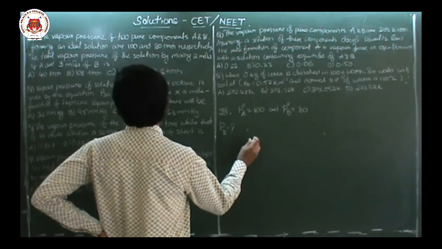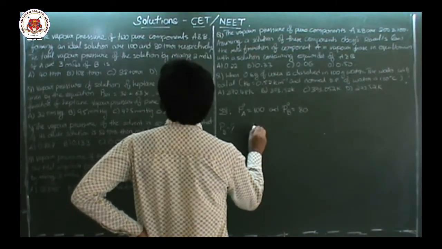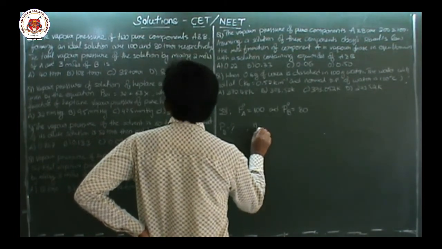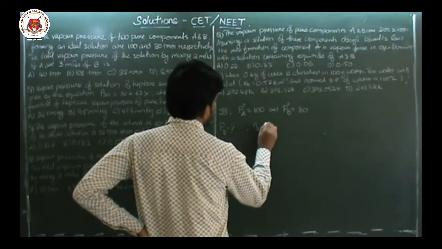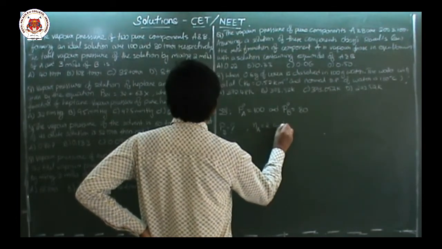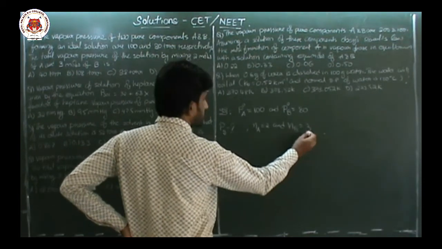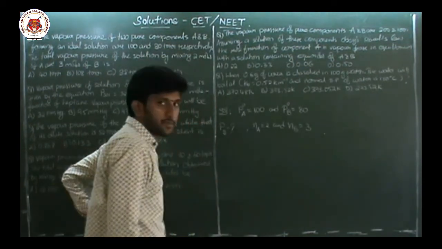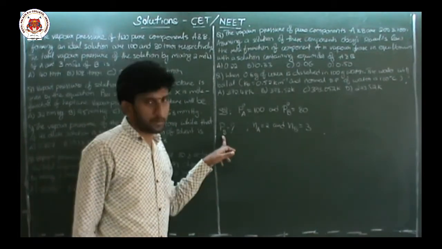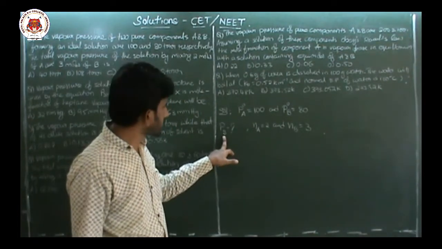They have given the information: number of moles of A in the mixture is 2 and number of moles of B in the mixture is 3. So what will be the total pressure of the solution?